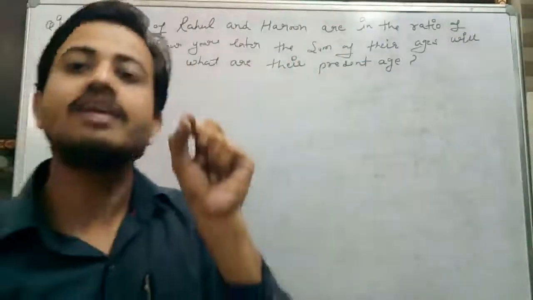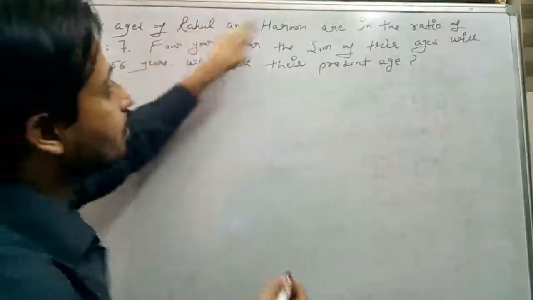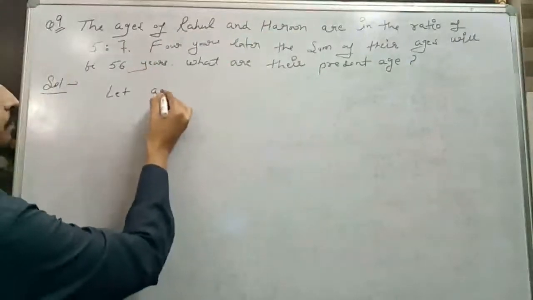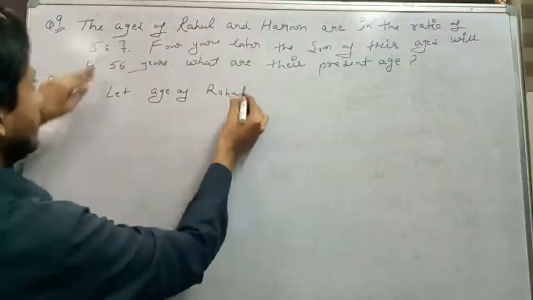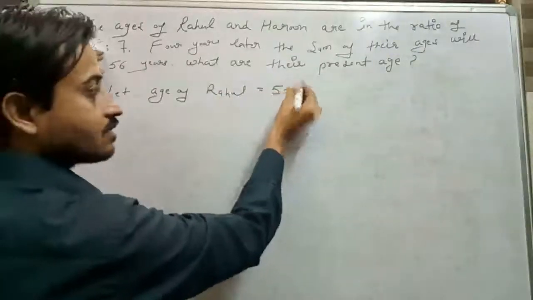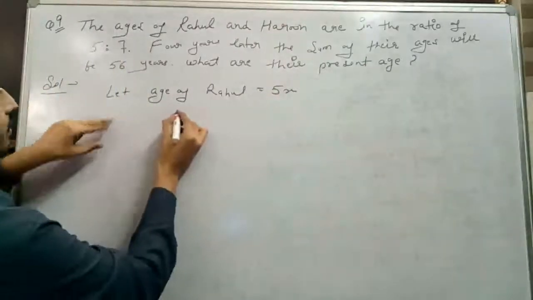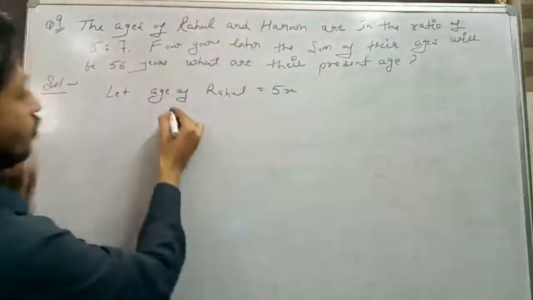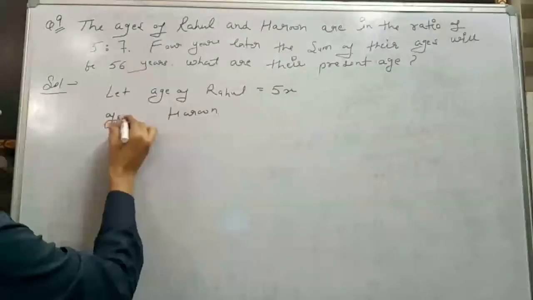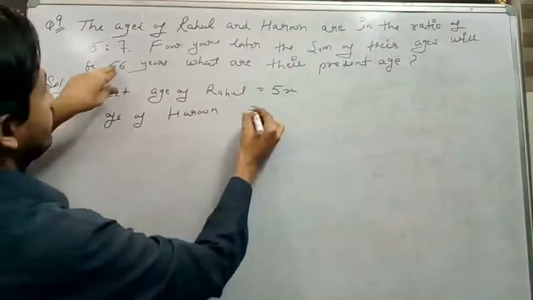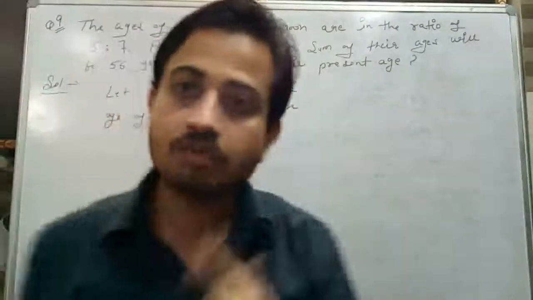So firstly we have to take, let the ages of Rahul and Harun. So let the age of Rahul be 5x, because we have to take x to find out the age, and the age of Harun is 7x. Now read the next part of the statement, what it said.